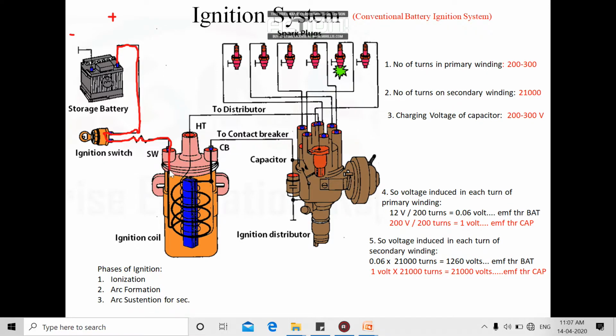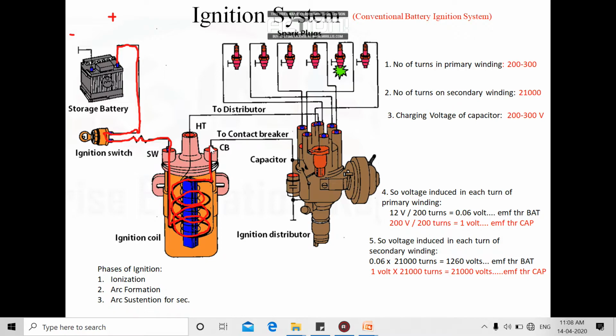In the ignition coil, it passes through the primary winding, a thick wire wound around the soft iron core. It is flowing through that primary winding, which has about 200 to 300 turns. Here we are considering our primary winding having approximately 200 turns. Now current comes out this way from the ignition coil.